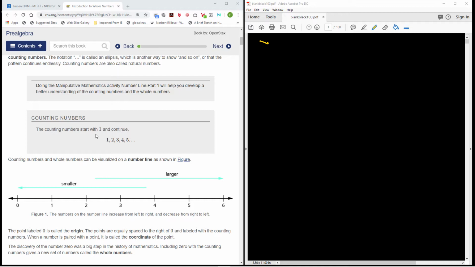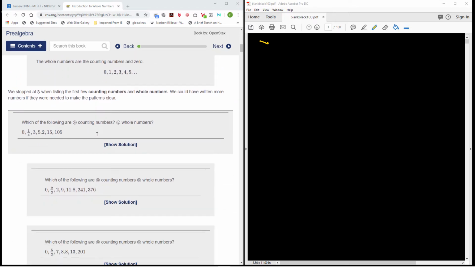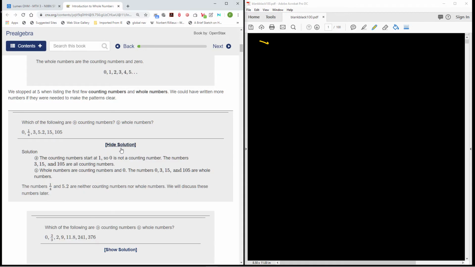Now, when you add a 0 onto it, you have another system called the system of whole numbers. The system of whole numbers is simply the set of counting numbers plus 0. In this example, which are whole numbers, which are counting numbers? So we look at the set that we have there. You see that 1 and 0.